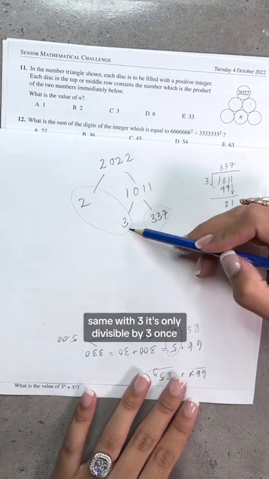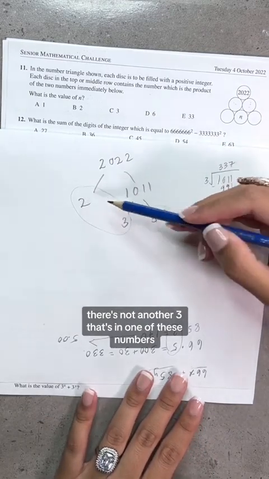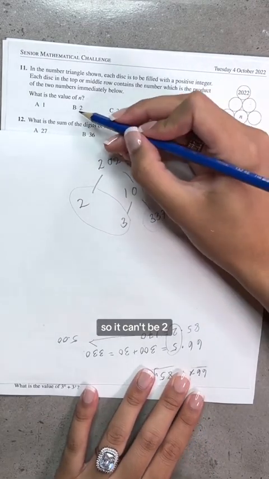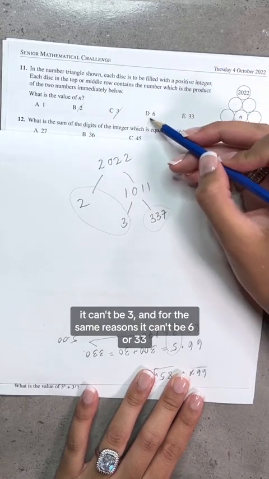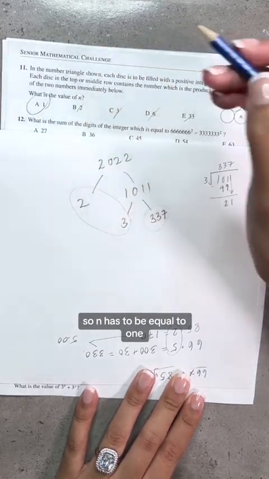Same with 3. It's only divisible by 3 once. There's not another 3 that's in one of these numbers. So it can't be 2. It can't be 3. For the same reasons, it can't be 6 or 33. So N has to be equal to 1.